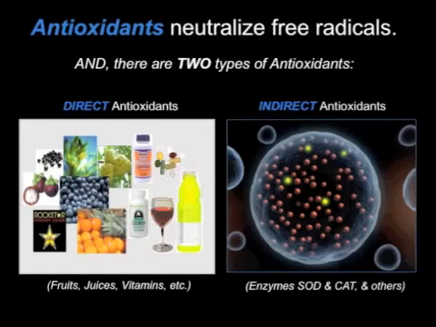We now know that antioxidants, like I said, do in fact neutralize free radicals, but there are two types. There's a direct variety, which comes from your fruits, your juices, and vitamins, etc. But there's also an indirect variety. They're antioxidant catalysts, the enzymes that are made by your cells. These indirect antioxidants, enzymes, are produced in your cells as a solution to the free radical damage or the oxidative stress load of the person. Enzymes such as SOD, or superoxide dismutase, catalase, glutathione, and many, many others.